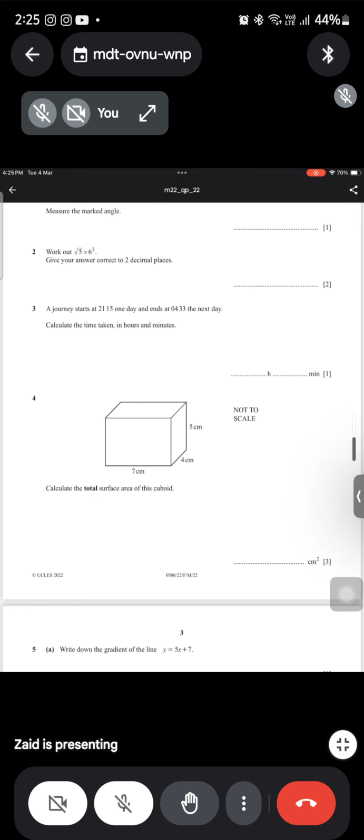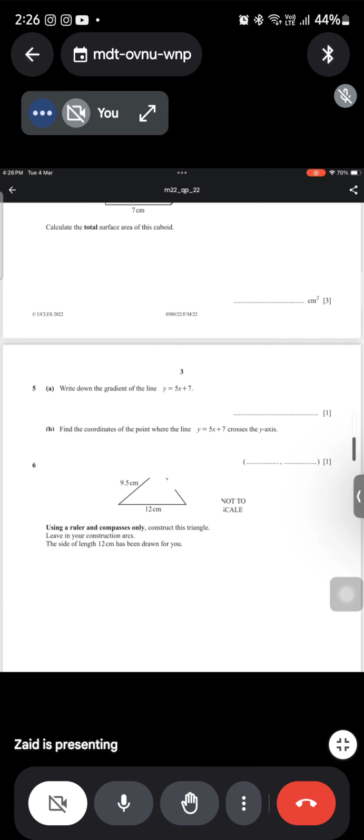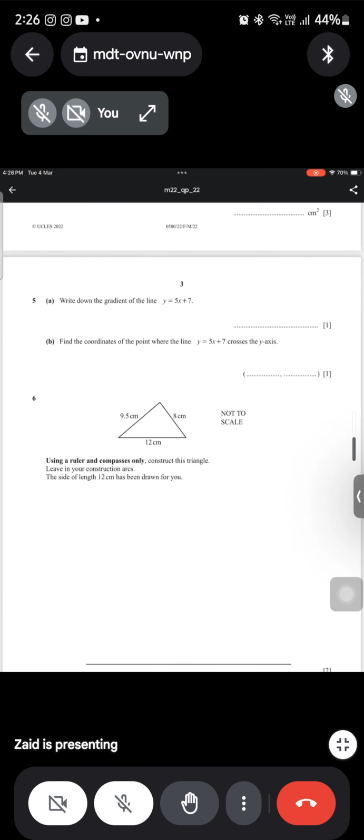Calculate the total surface area of the cuboid. So the total surface area of the cuboid is 2 times L into B plus 2 into B into H plus 2 into L into H. You have to unfold all the sides. Okay. Then you have to find the gradient of the line. So y equals mx plus c. Just compare with y equals mx plus c and you're going to get this.